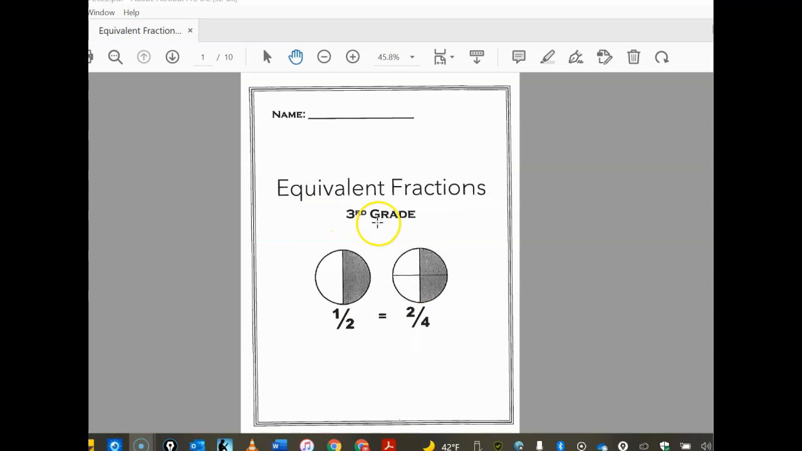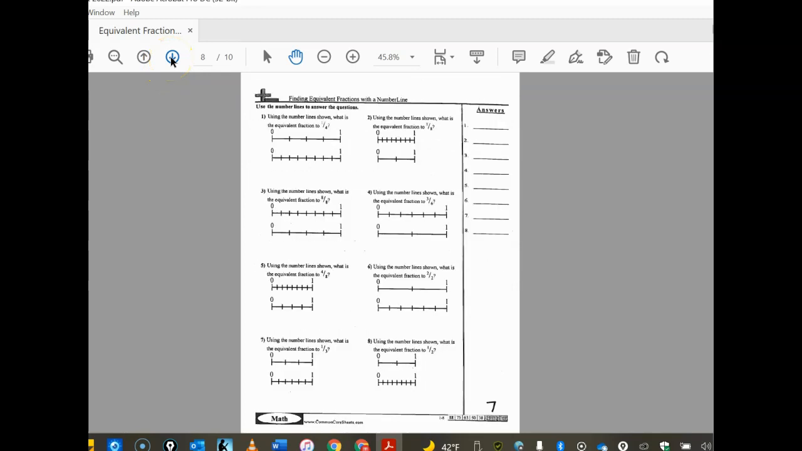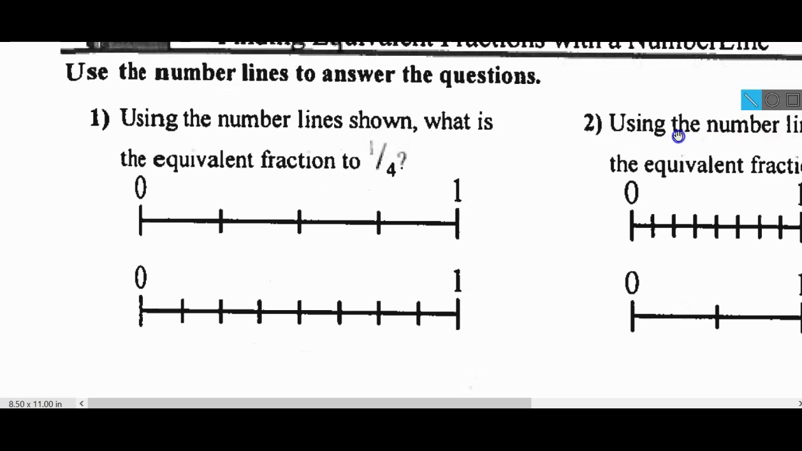All right, so we're going to work on page 7 of your equivalent fractions packet, okay? So go to page 7, and then we're going to go over it. I'm just going to do one example for you, and then you'll do the rest. Each one of these is going to have a different fraction. Okay, look at number 1. It says using the number lines shown, what is the equivalent fraction of 1/4?